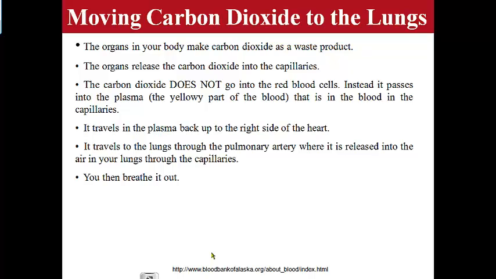So how does carbon dioxide move to your lungs? Well, you might think, if oxygen gets to my lungs and gets through my body using red blood cells, then carbon dioxide must use red blood cells too. That is totally wrong. Don't even think that. Take that thought out of your mind.